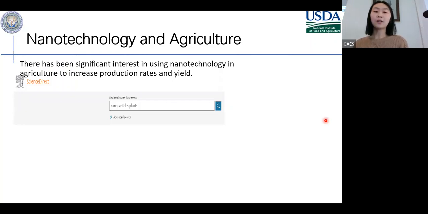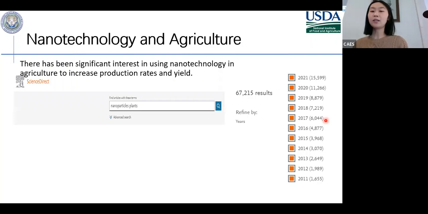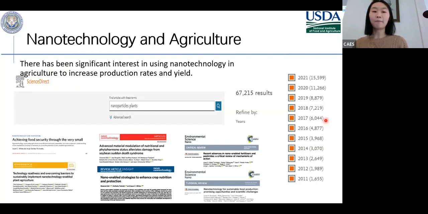If we search nanoparticles and plants, here are the results that show how this interest has grown from 2011. There were about more than 1,000 papers, and last year there were more than 1,500 related papers. And many other studies show that by using nanotechnology, basically nanomaterials, we achieve a lot of increase in crop yields and also disease suppression. However, the mechanism behind it is still not clear, so that leaves us plenty of research questions.